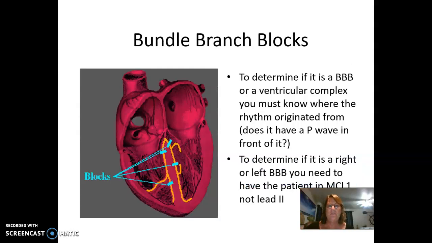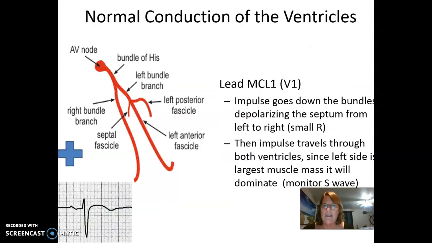Now, to determine if it's a bundle branch block or a ventricular complex, you have to know where it's originating from. So again, does it have a P wave in front of it? Is it a nice normal rounded sinus P wave? To determine if it's a right or a left bundle branch block, you have to put your patient in an MCL. You cannot determine it from just a regular lead 2.